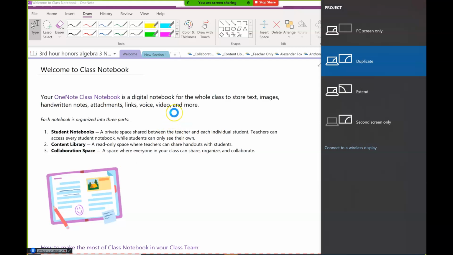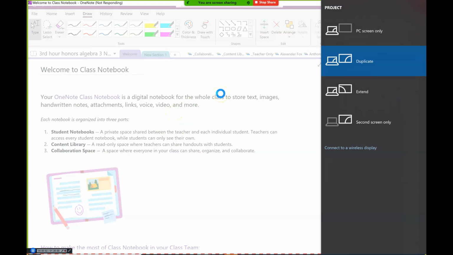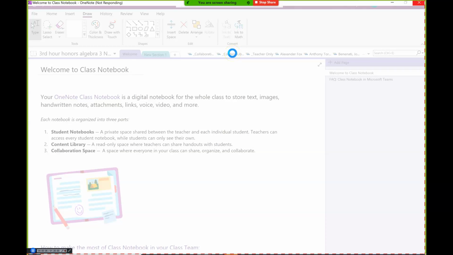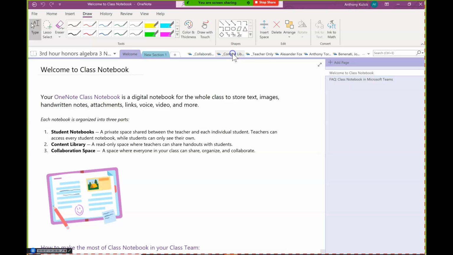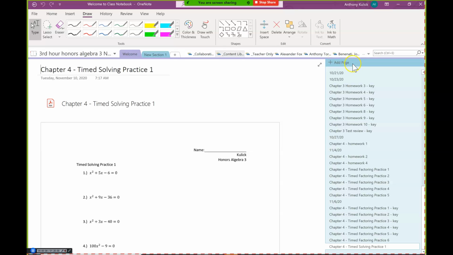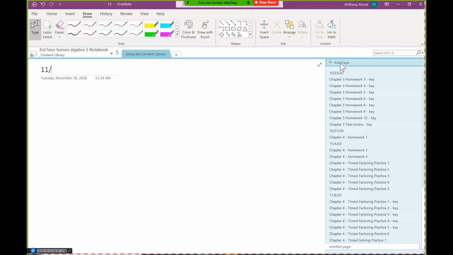Okay, so we had been working on simplifying quadratic expressions. We had finished doing that last time. So we'd been talking about simplifying.